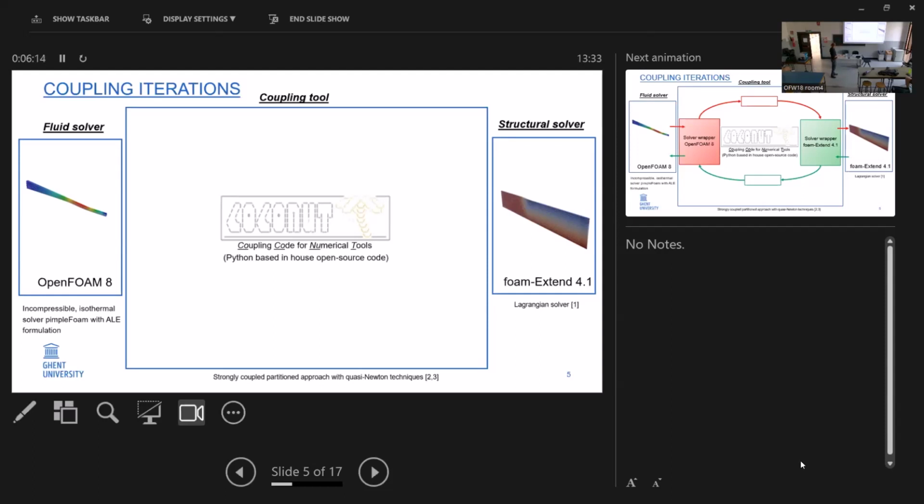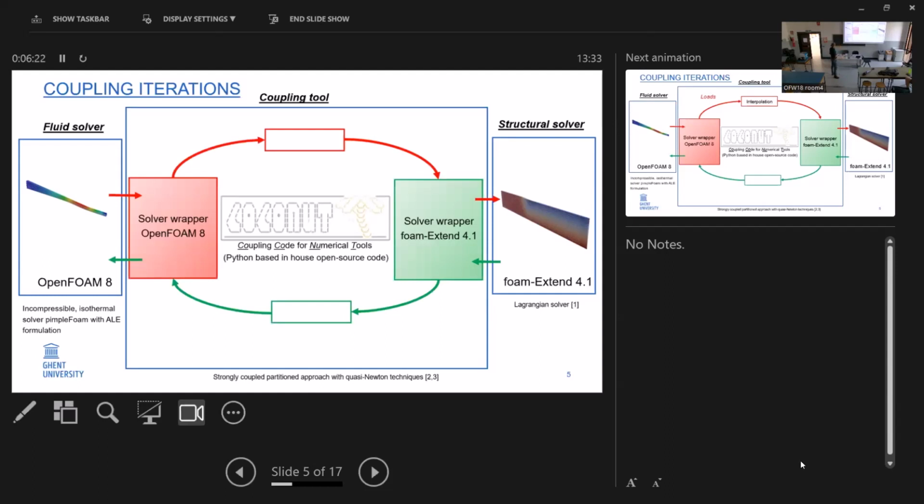All right, how does it work? The fluid solver takes the loads, so pressure and traction, and gives its data to the solver wrapper, which is included in the components. This solver wrapper transports the loads to the structural solver wrapper, with an interpolation in between, because the mesh of the fluid domain and the mesh of the structural domain do not match each other. And these loads are imposed by the solver wrapper on the structure.